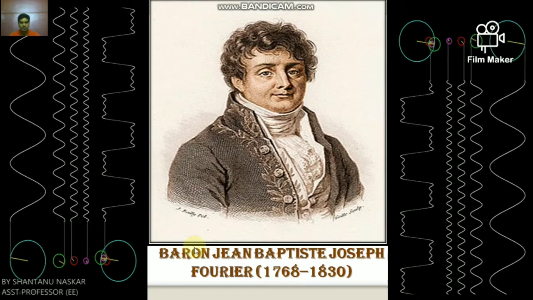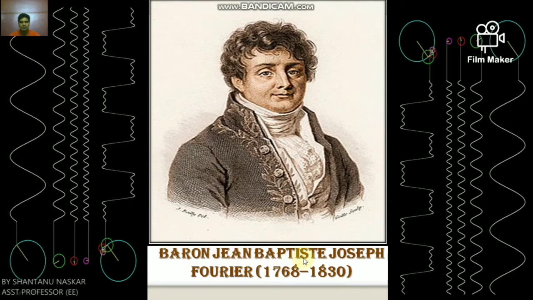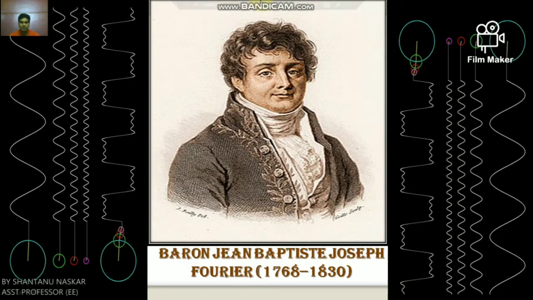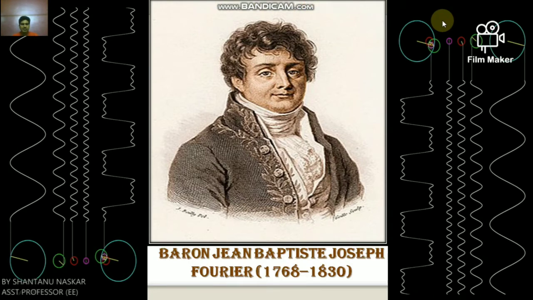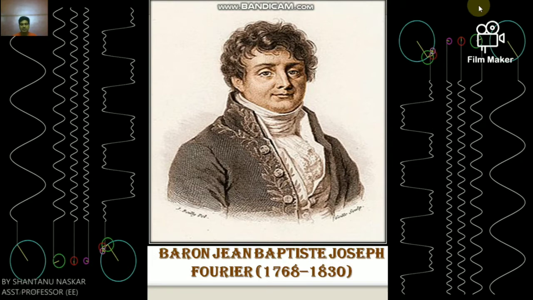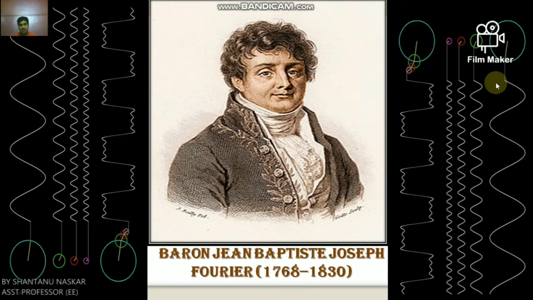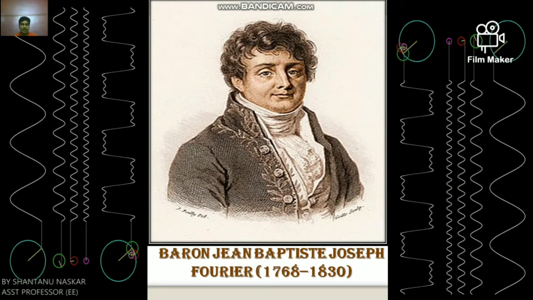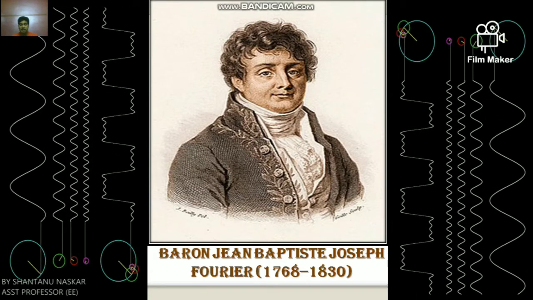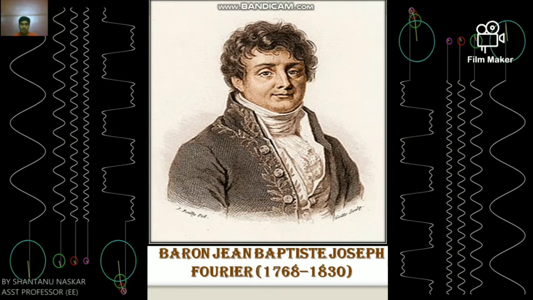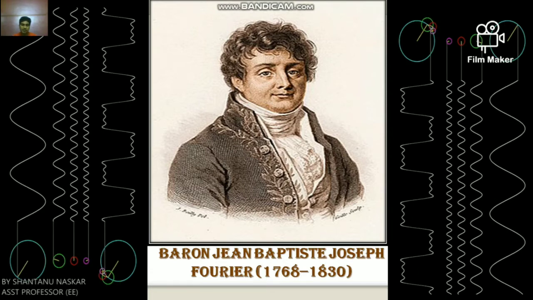So who is Baron Jean Baptiste Joseph Fourier? In 1807, the French mathematician Joseph Fourier submitted a paper to the Academy of Science in Paris. In it, he presented a mathematical description of problems involving heat conduction.